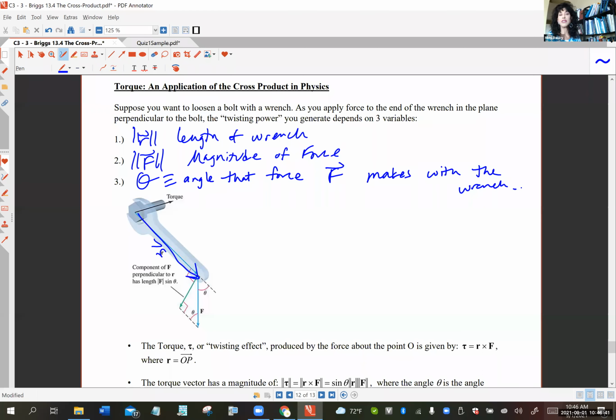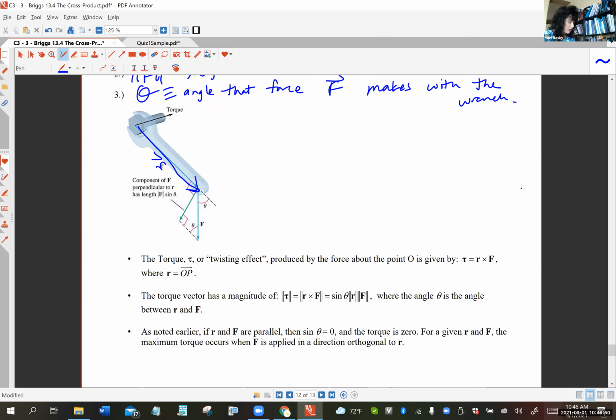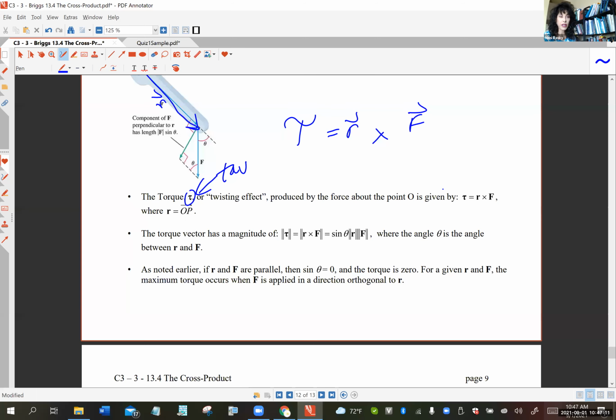I'm filling all the blanks in for you, so I hope you're following with me. Those three ingredients come into play when you're doing torque. Now, torque, they use a really weird Greek letter, tau, not just a T, tau. I don't make this up. Tau is the cross product of the wrench vector, if you will, with your force vector. So you could take a cross product to find your torque.